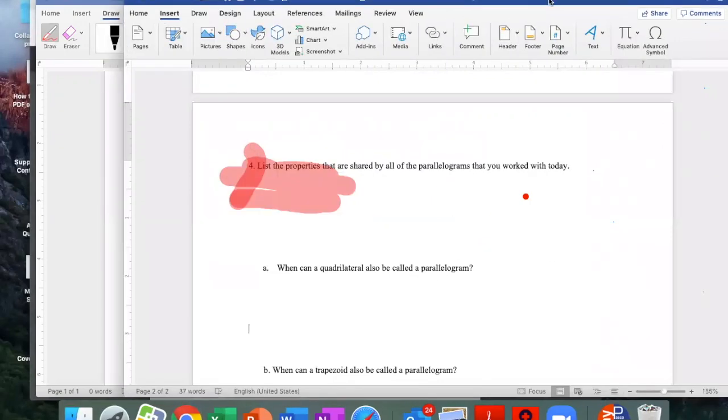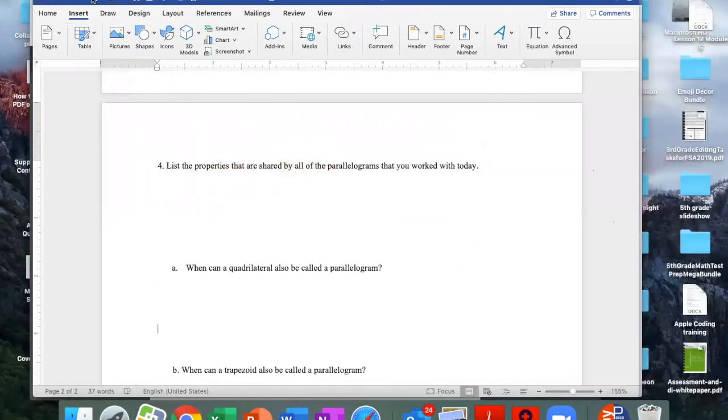If you're drawing on the screen, can you please stop drawing on my screen? It makes it really hard for me to help you guys.